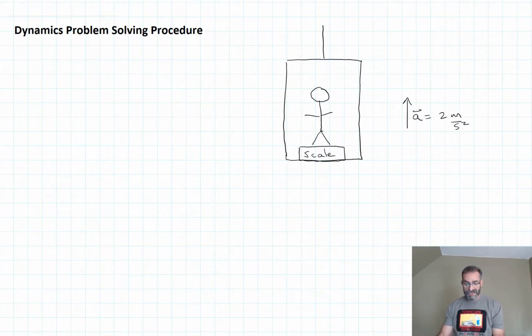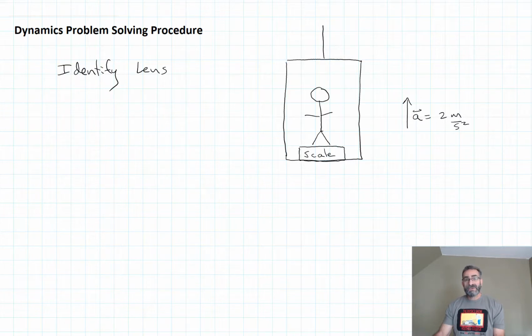Of course, the first thing you need to do is identify the lens. Are you going to use dynamics? Are you going to use kinematics? Are you going to use work and energy? What lens are you going to use to solve the problem? So I'm assuming you've done that and you've decided to use dynamics. Now let's go through and outline the procedure for solving a dynamics problem.